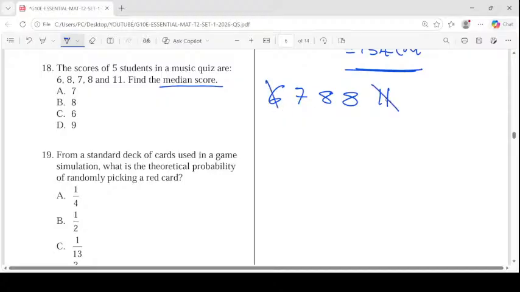I want the median score. 6 and 11 I've cancelled. 7 and 8 I've cancelled. I'm left with this 8. So this becomes our median, the middle value after arranging your data in a given order. So the answer becomes 8.